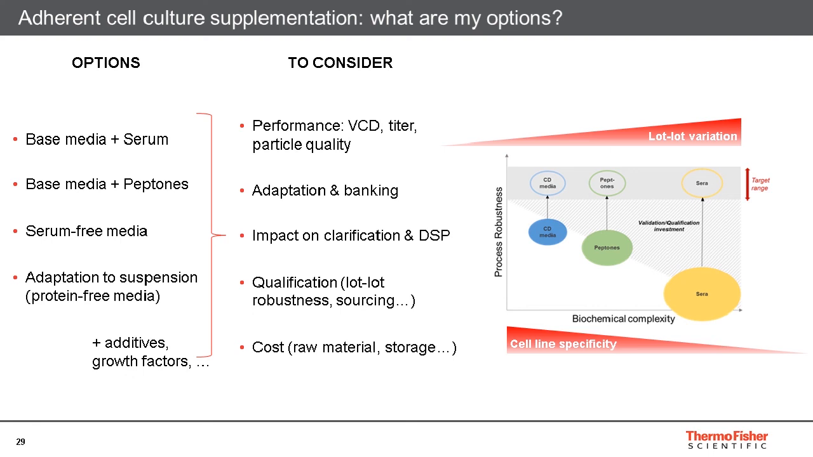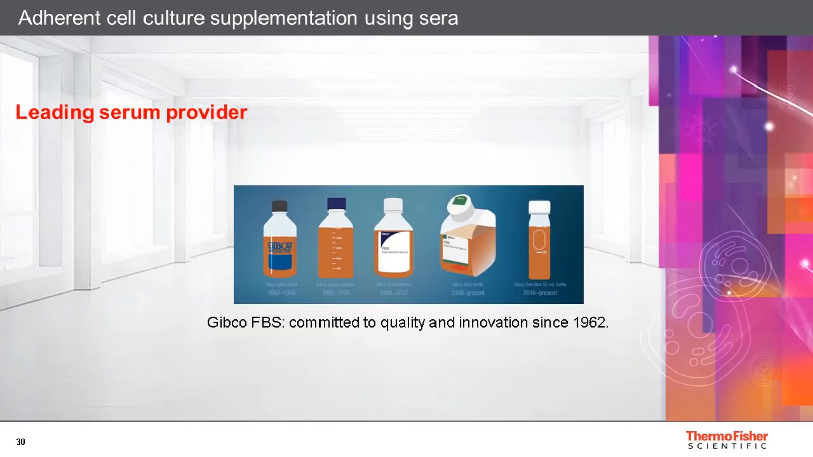The second important point to consider for process development will be robustness and qualification. It is important to be aware that controlling lot-to-lot variation and process reproducibility requires more effort with complex mixtures like serum or peptone. All of these options are provided by Thermo Fisher Scientific, and I will go over each one of them to show our recent innovation as well as our ever-ongoing efforts to minimize your qualification investment using these supplements.